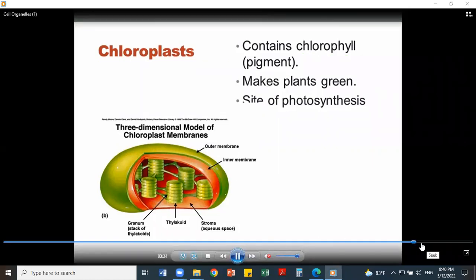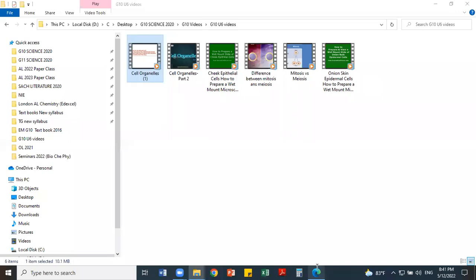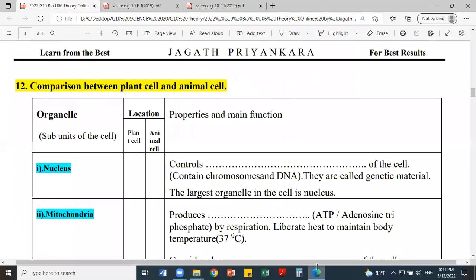The next one. So those are the major organelles. Now we'll move back to the theory tute and finish the table. Okay, complete the table now.